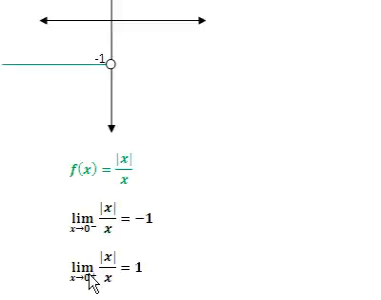Okay, in this limit we're coming in from the right hand side, and so we put a little plus sign here. We say the limit of our function, which is the absolute value of x over x, as x approaches 0 from the right hand side, and I'm saying that it's equal to 1.